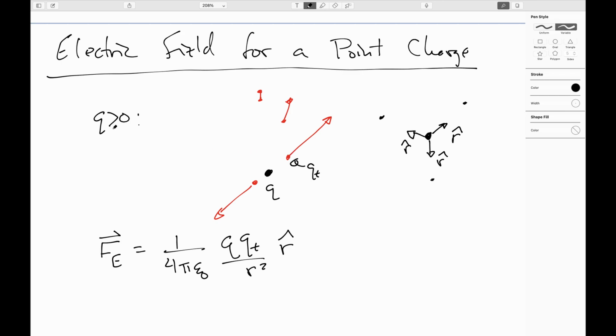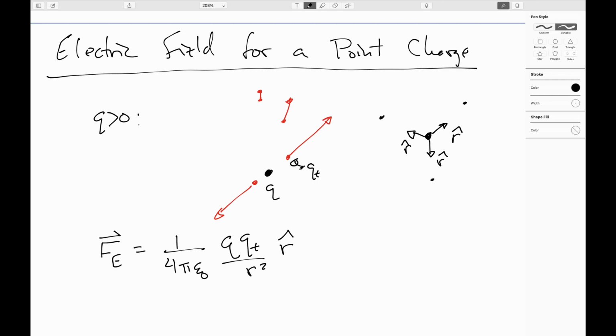Now let's see how that works. Since we're saying Q is positive, this will be a positive number. If Q_T is positive, that's also a positive number. So positive times positive is positive. r squared is positive. So everything's positive. And this is a vector of length 1, so no units or anything to worry about, and it points away. So sure enough, this points away.